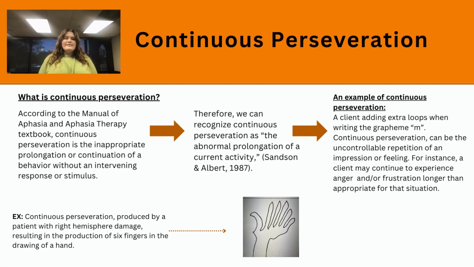Continuous perseveration is the inappropriate prolongation or continuation of a behavior without an intervening response or stimulus. So therefore, we can recognize continuous perseveration as the abnormal prolongation of a current activity. And we have a few examples on this slide. Our first example would be a client that added extra loops when writing the letter M, or the grapheme M. Continuous perseveration can also be the uncontrolled repetition of an impression or feeling. So, for instance, a client may continue to experience anger or frustration longer than appropriate for that situation.